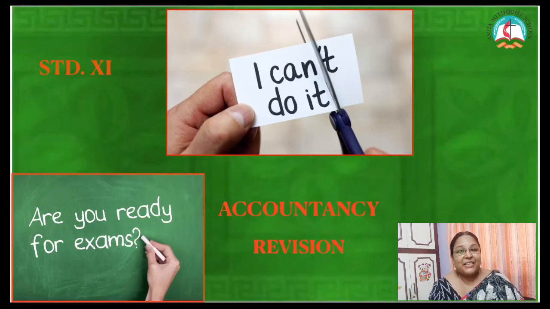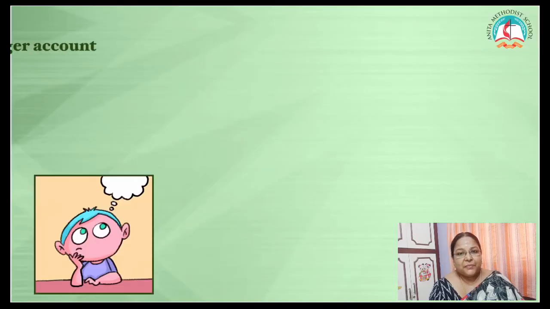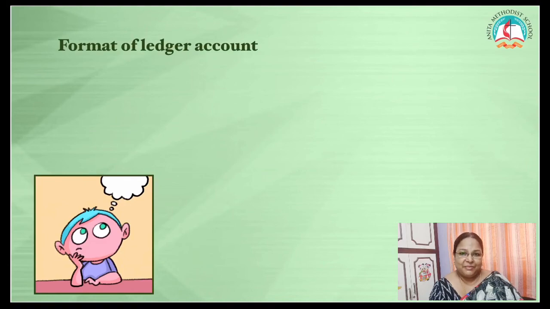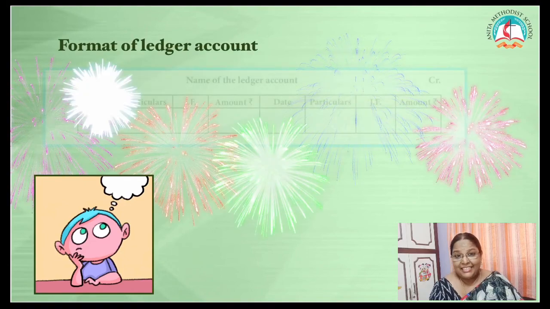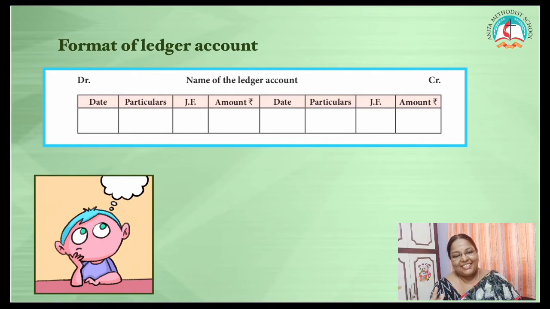Okay, let's go into today's class. Today we are going to revise ledger. So, what is the first point? The format of your ledger. How many sides does a ledger have? Two sides, the debit side and the credit side. What is the format? Debit side: date, particulars, JF, amount. Credit side, the same thing again: date, particulars, JF, amount. Okay, I hope you remember your format.